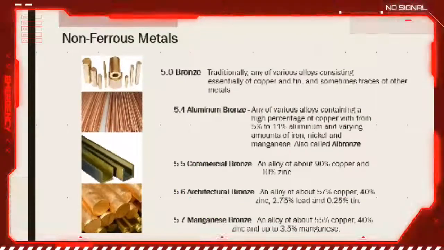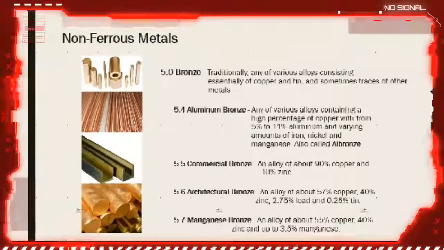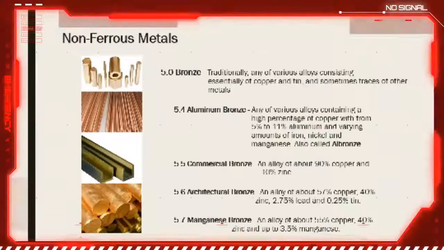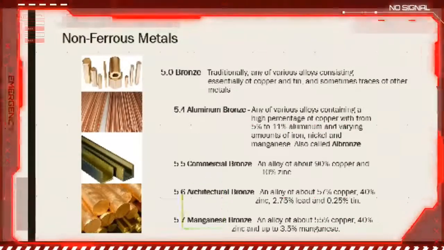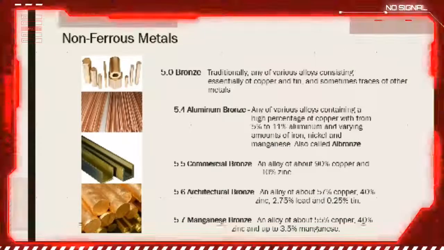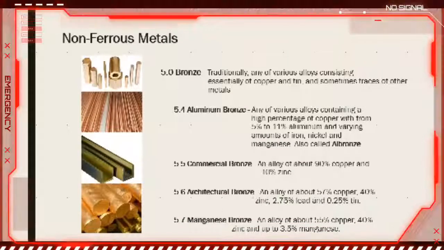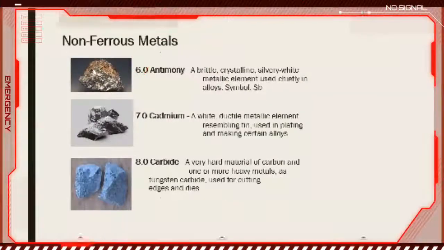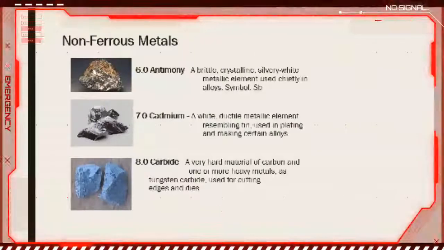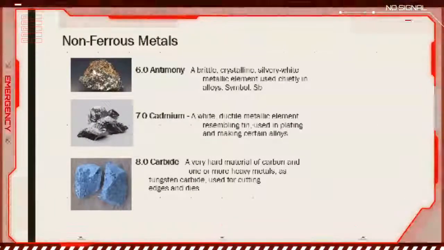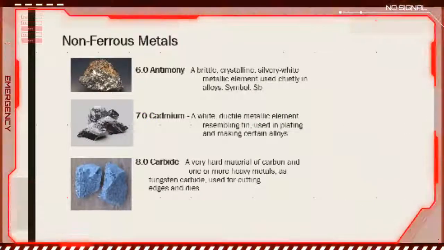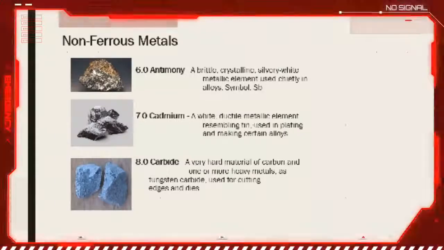Architectural bronze, an alloy of about 57% copper, 40% zinc, 2.75% lead, and 0.25% tin. Manganese bronze, an alloy of about 55% copper, 40% zinc, and up to 3.5% manganese. Okay, now we have antimony, a brittle crystalline silvery white metallic element used chiefly in alloys, the symbol being Sb. Cadmium, a white ductile metallic element resembling tin, used in plating and making certain alloys.